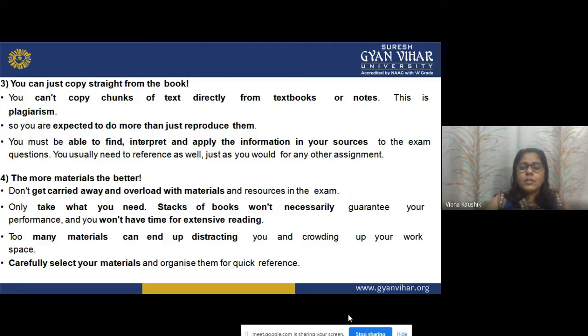Stacks of books won't necessarily guarantee your performance. It means a lot of books won't necessarily guarantee that you will perform very well in the exam, and you won't have time for extensive reading. Too much material can end up distracting you and crowding up your workspace. Carefully select your material and organize it for quick reference. It means carefully select the material that will be needed by you, and organize the whole material in such a way that you can quickly refer to these references.